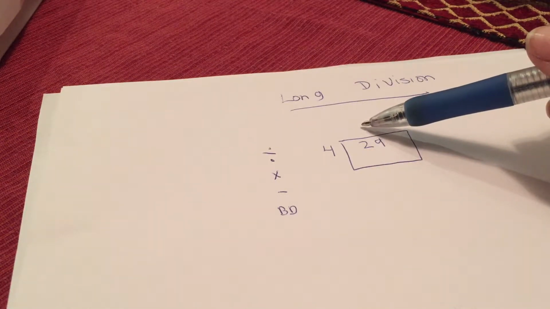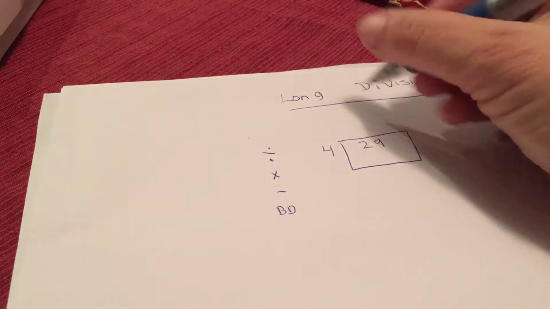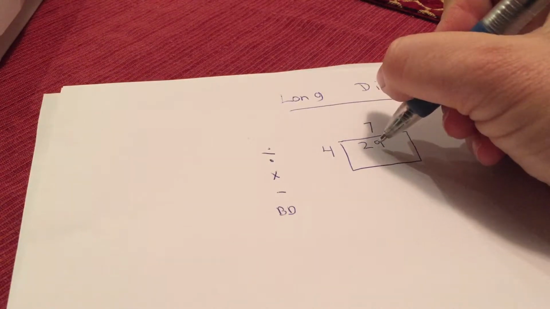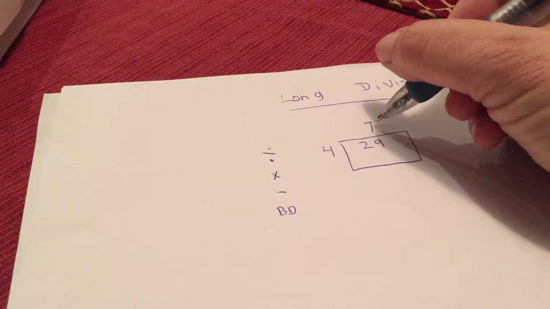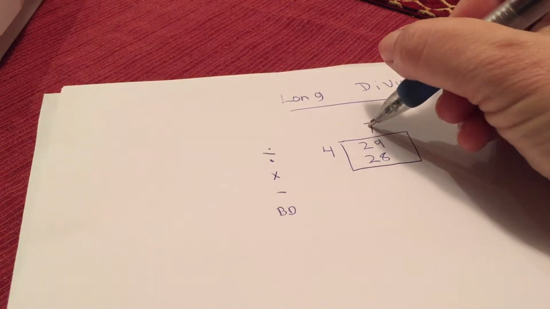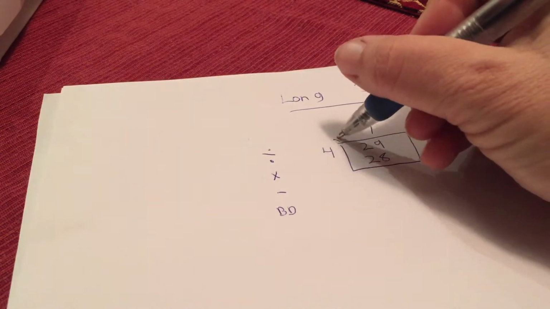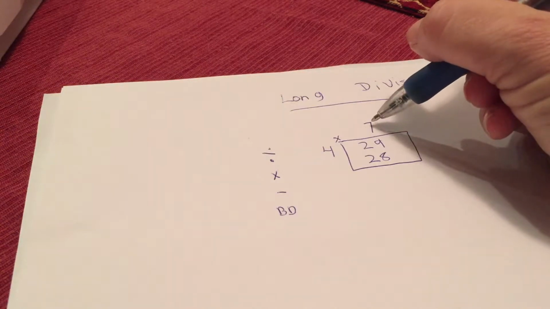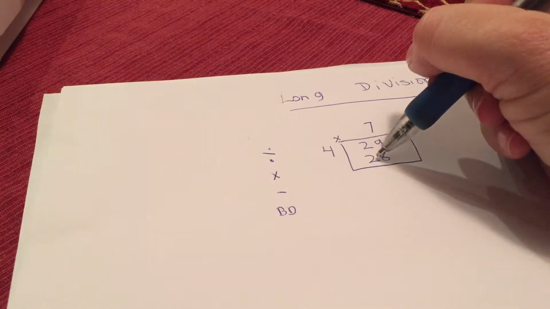So 6 times 4 is 24, 7 times 4 is 28, 8 times 4 is 32, that's too much. So we know that 7 times 4 is close to 29 without going over. So 7 times 4 is 28. That was the division. Then we multiply. They can put a multiplication sign here if it helps them. 7 times 4 is 28.